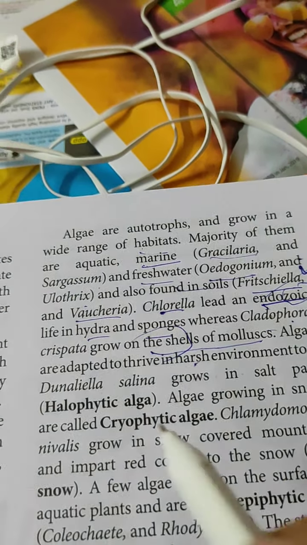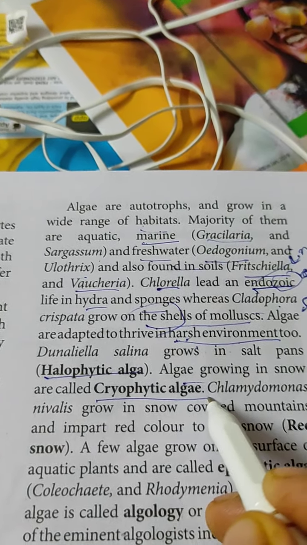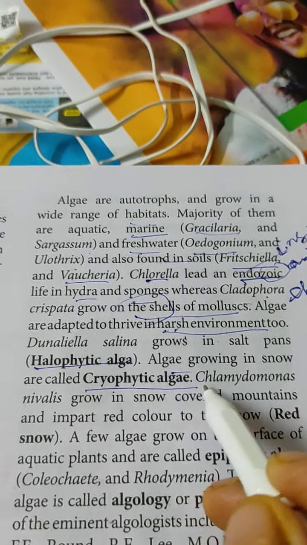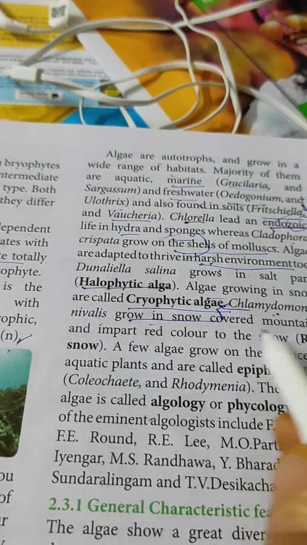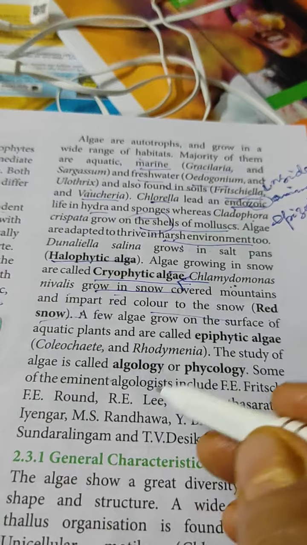Algae are adapted to thrive in harsh environment. Harsh environment means unfavorable climatic conditions. Now, Dunaliella salina, it is a halophytic algae. Underline there. Algae growing on snow, they are called the cryophytic algae. Chlamydomonas nivalis grow on snow. So, Chlamydomonas nivalis is an example of cryophytic algae. On snow-covered mountains they impart the red color. That's why it is called red snow.